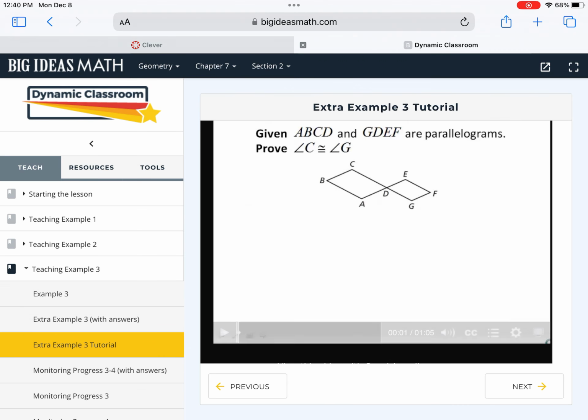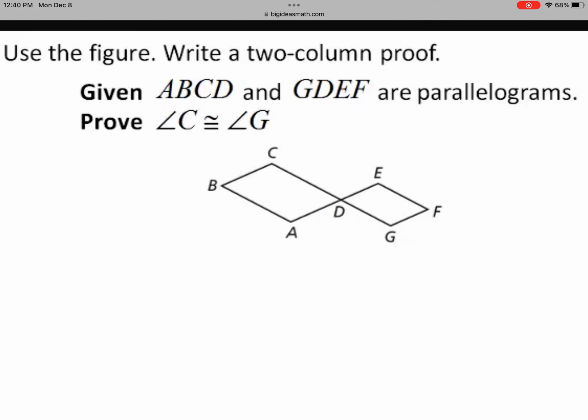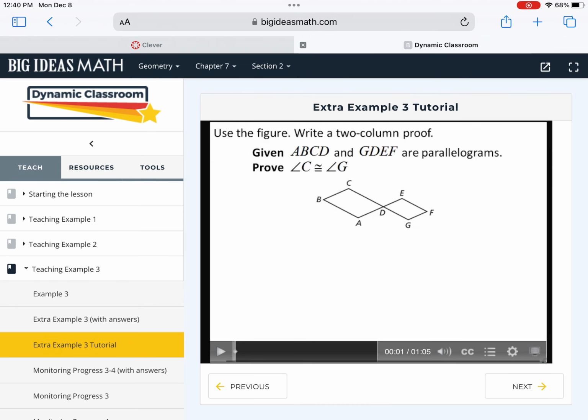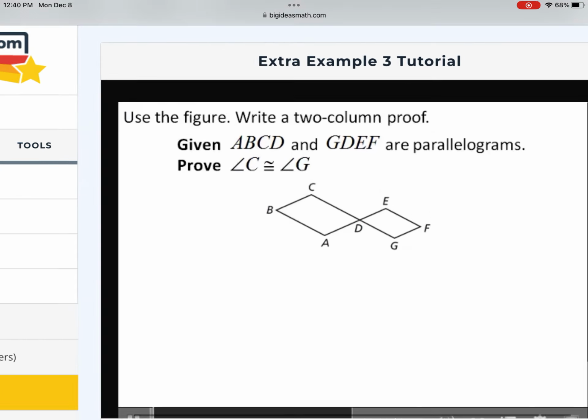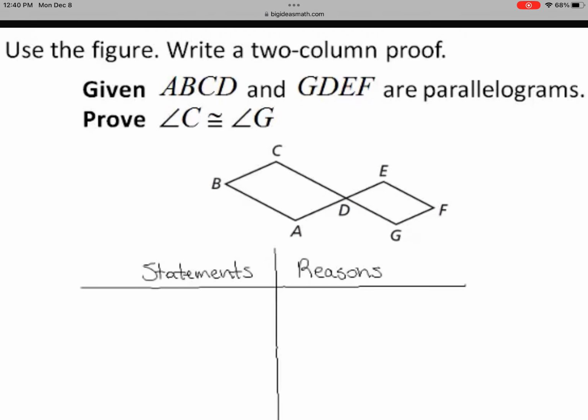Use the figure. Write a 2-column proof. Given ABCD and GDEF are parallelograms, prove angle C is congruent to angle G. Begin by setting up your 2 columns.